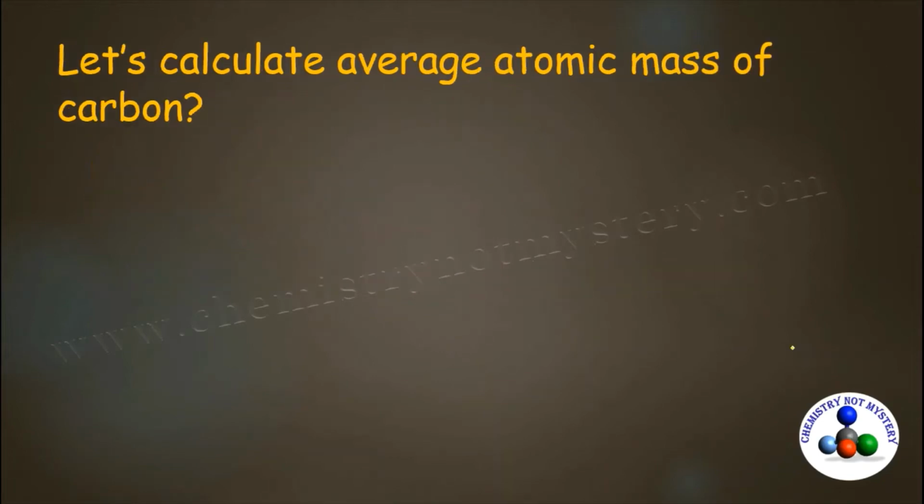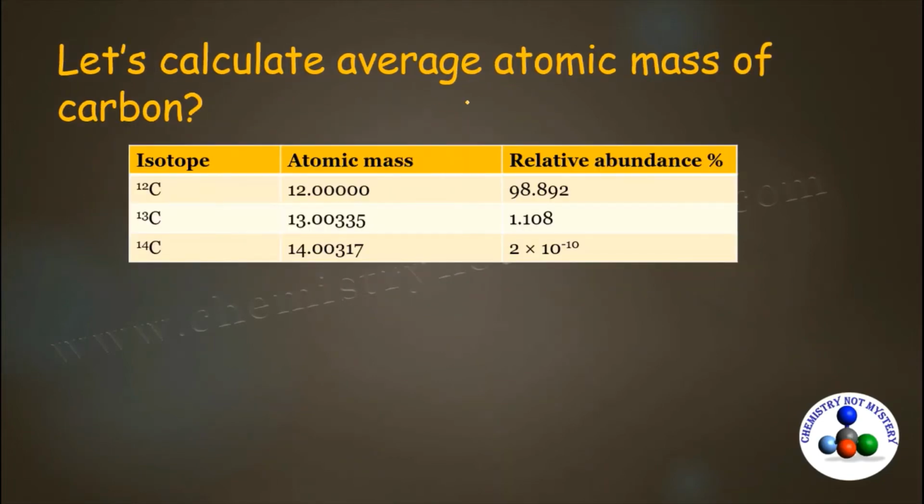Let's practice a problem based on it. Here you have to calculate the average atomic mass of carbon. There are 3 isotopes: carbon-12, carbon-13 and carbon-14.